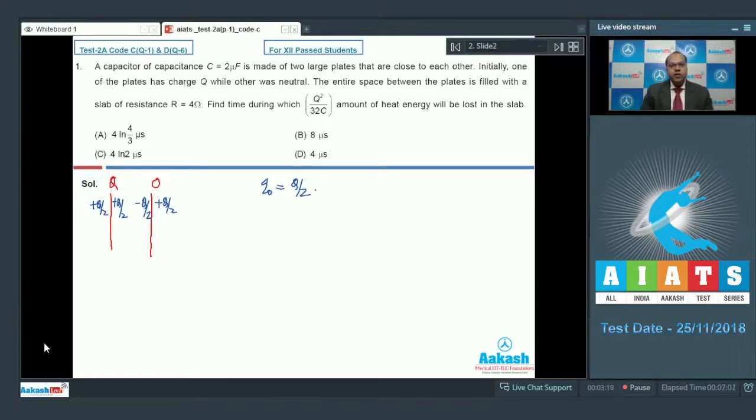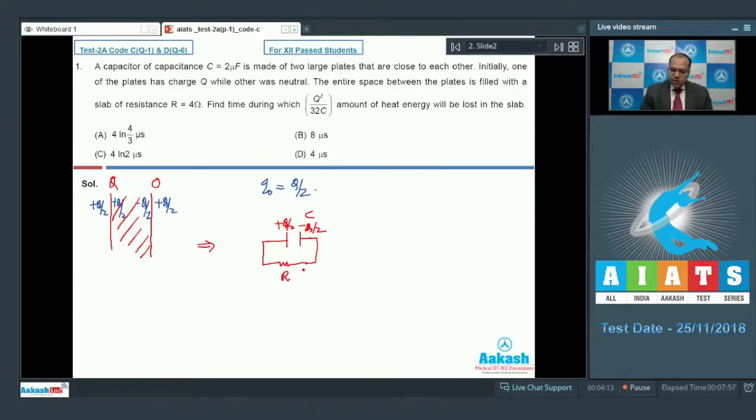Now it is given in the question that the entire space between the plates is filled with a slab of resistance 4 ohm. So this space is filled with a resistance R equal to 4 ohm. If I make the circuit representation of this, suppose this is a capacitor C and the charge on the plates of the capacitor is plus Q by 2 and minus Q by 2 at t equal to 0, and the capacitor is connected with the resistor R, which is 4 ohm. Now we have to find the time during which Q square by 32C amount of heat energy will be lost in the slab.